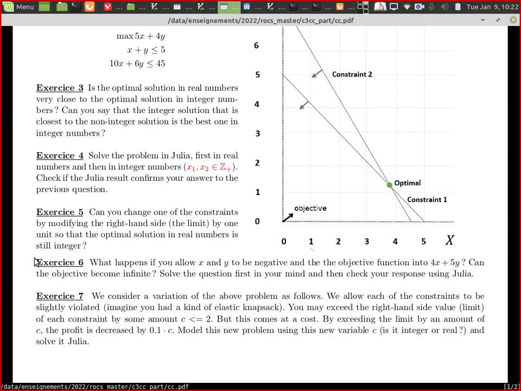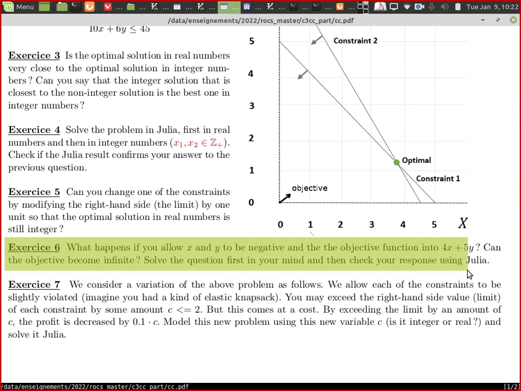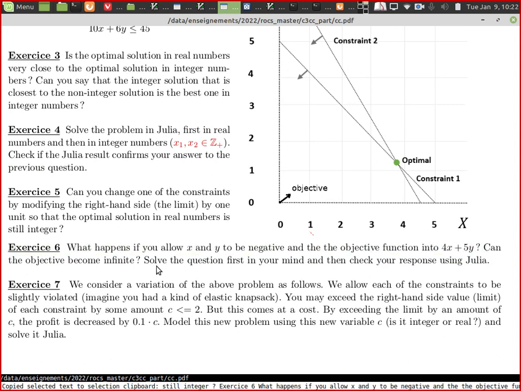So for 6, is the question more or less clearly written? What happens if you allow x and y to be negative and I change the objective function into 4x and 5y? Can the objective become not finite? Solve the question first in your mind and then check this with Julia. So what happens? I change the objective function into this one.